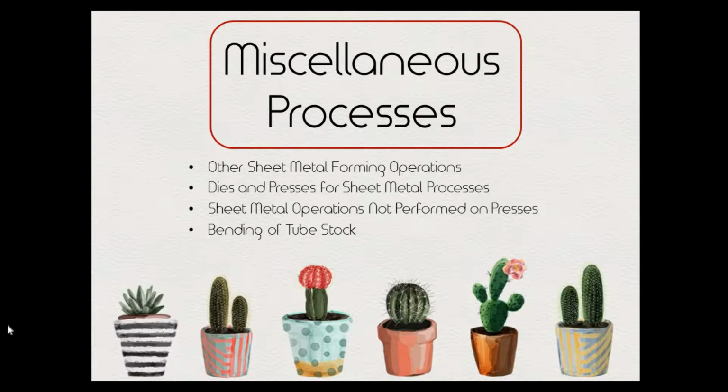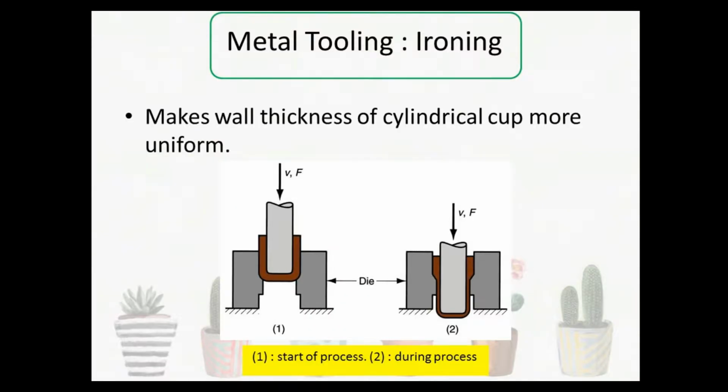In other sheet metal forming operations, there are 2 operations. Number 1 is operations performed with metal tooling, and number 2 is operations performed with flexible rubber tooling. This is metal tooling for ironing. Ironing is a sheet metal forming process that uniformly thins the workpiece in a specific area. This is a useful process to produce a uniform wall thickness part with a greater height to diameter ratio. An example of ironing is the manufacture of an aluminium beverage can.